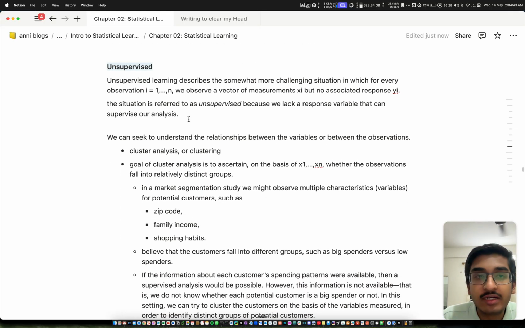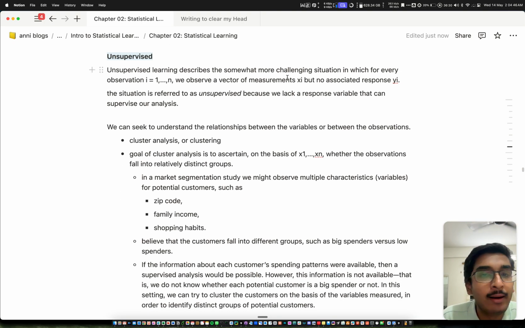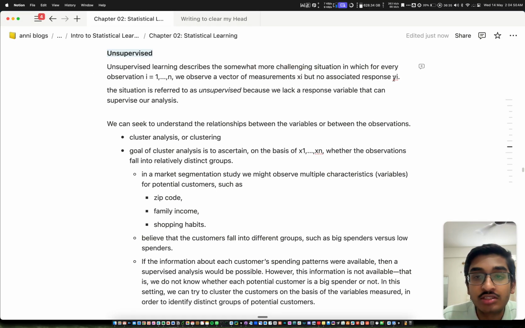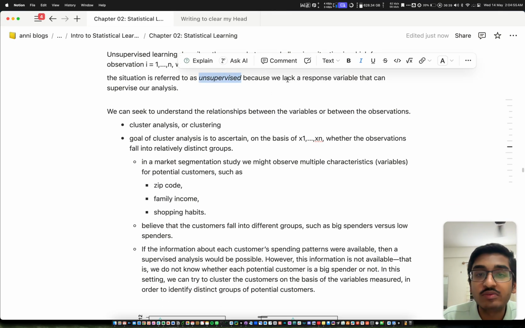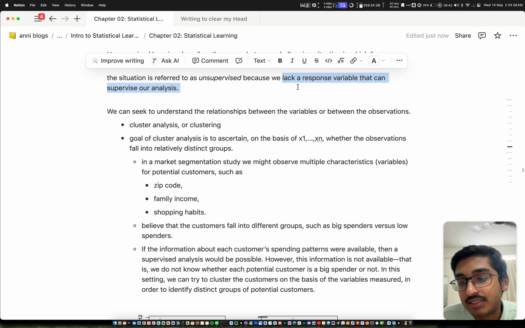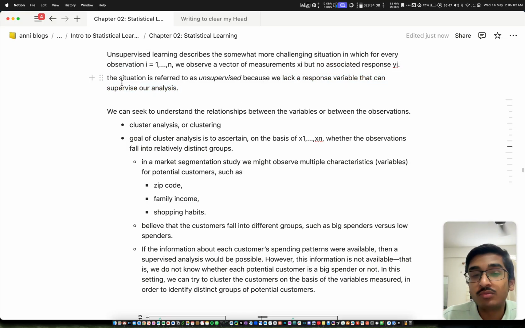Now comes unsupervised learning, which is basically a much more challenging situation, and we do not have an associated response yi for each xi. So it's called unsupervised because we lack a response variable that can supervise our analysis. When we're fitting a function or algorithm, the yi earlier in the supervised manner was supervising, it was guiding, it was checking whether our algorithm is good or not. We don't have that here. So how do we proceed?